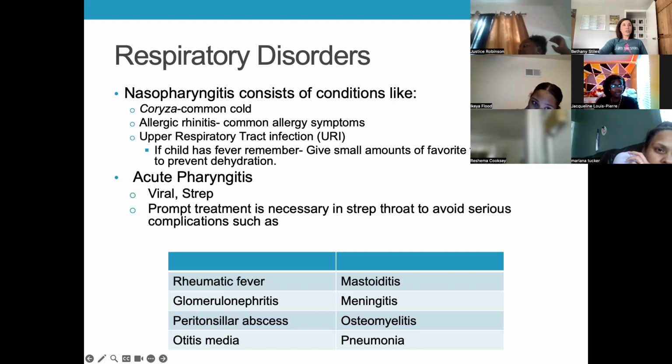When we're talking about acute pharyngitis, we're talking about viral or strep infections. So it's important that we treat those quickly to avoid the complications that you see listed there. So if we don't treat a strep infection, we can have things like rheumatic fever, glomerular nephritis. Those are the two big ones that we need to watch out for.